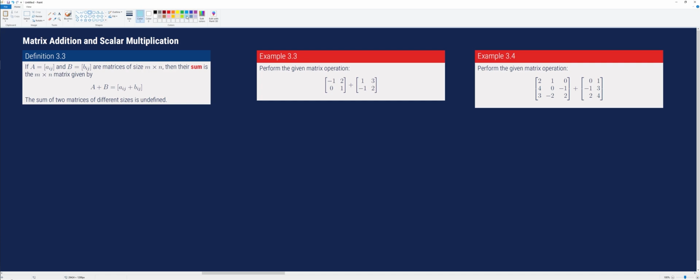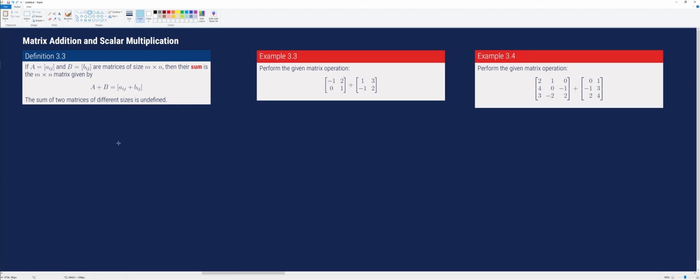Just like vectors, we can also perform addition and scalar multiplication on matrices. We define matrix addition as follows: given two matrices A and B, whose size is m by n for both matrices, the sum, denoted by A plus B, is the m by n matrix whose elements are the sum of the corresponding elements of the two matrices. The sum of two matrices of different sizes is undefined.